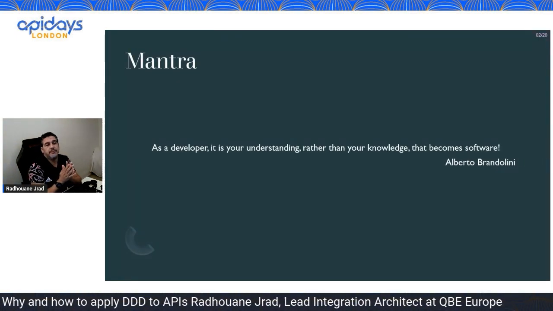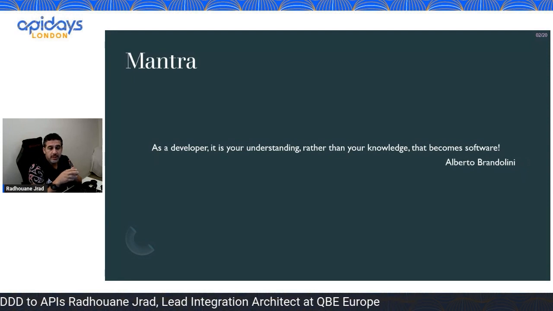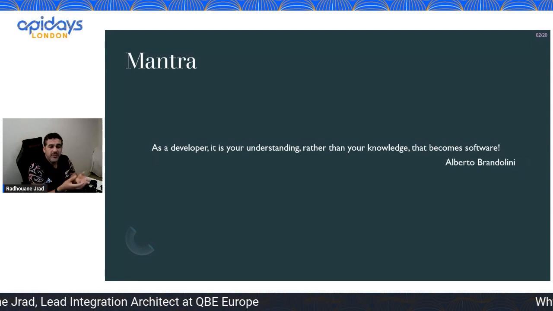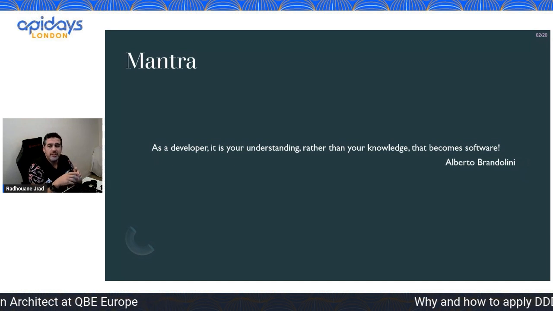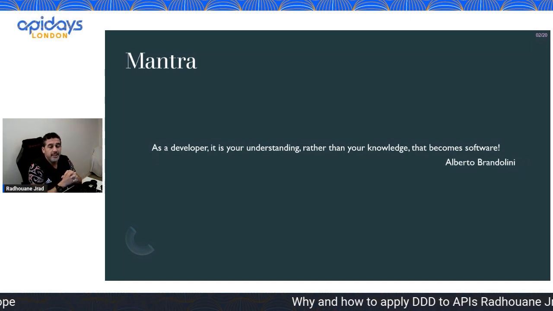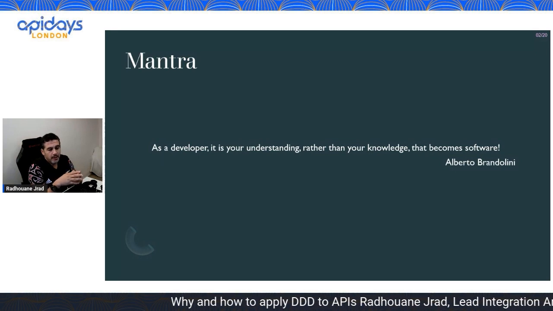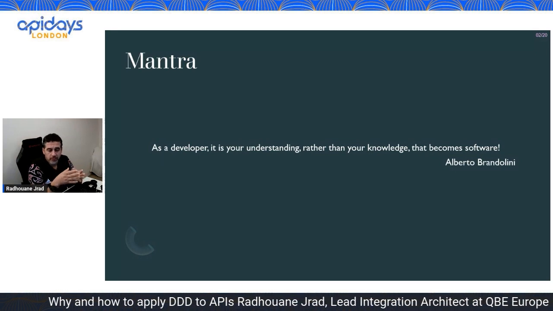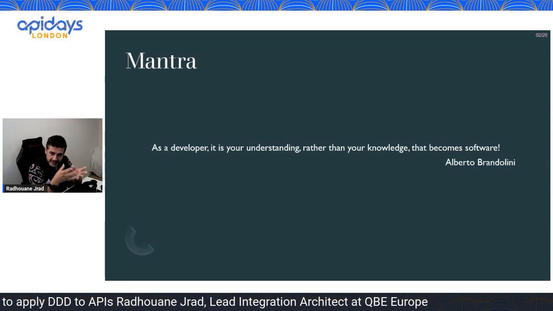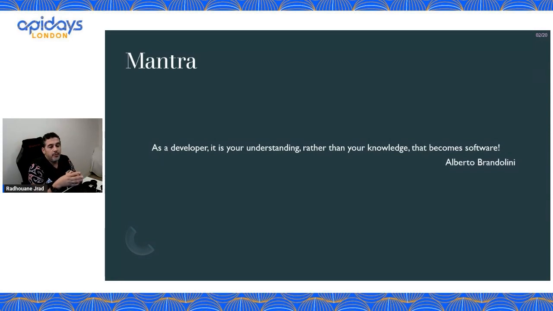The first thing I'd like to put forward is, from a development point of view, it is the understanding, not the knowledge, that becomes software. Alberto Brandolini is quite a famous name. He's the father of event storming, and I think you should read a little bit about what he did. But this particular sentence is quite interesting. Knowledge can be acquired, but if you understand the business reason behind it, understand the overall solution, or what you call the end-to-end solution, understand the integration aspects of it, and understand the need for APIs, as a developer, that will be reflected in your code.